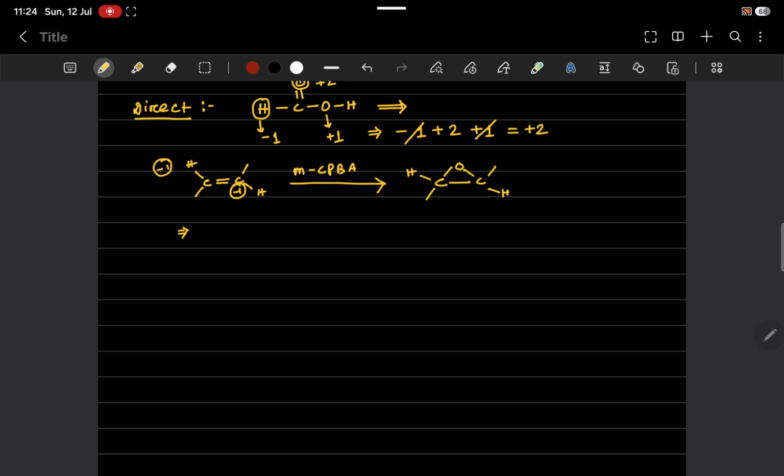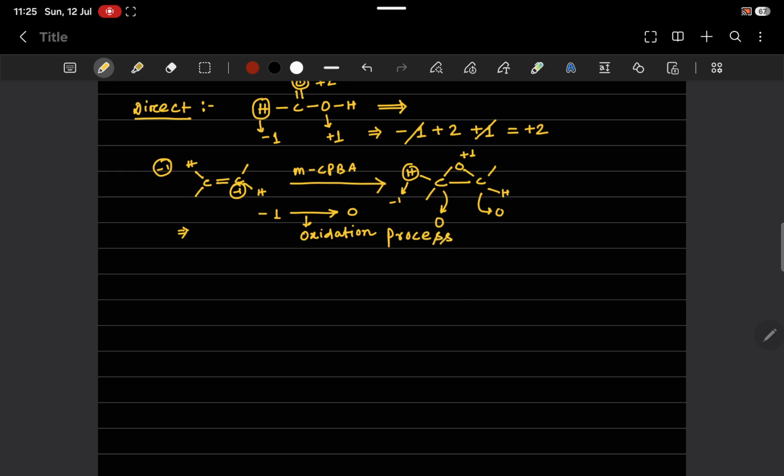Now this is basically getting oxidized. So now you see, this is giving -1, and here what are you getting? Tell me. This is contributing +1. So the total oxidation number is 0. So this is also 0. So -1 is getting converted to 0. This is basically an oxidation process.